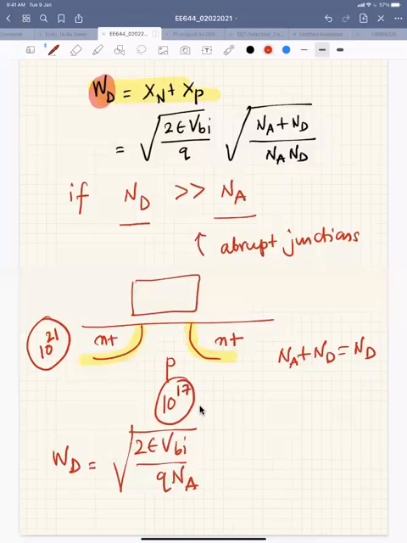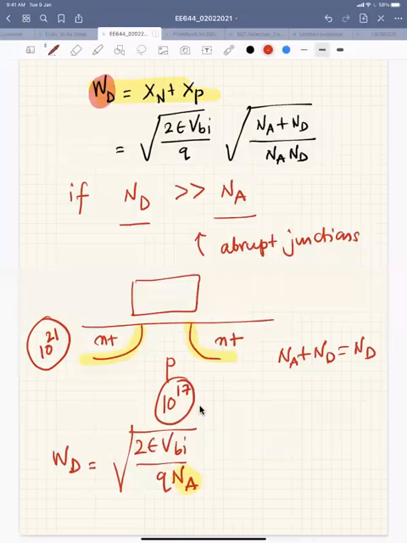So your depletion width for an abrupt junction is determined by the lowest doping part, right? In the case of a MOS transistor, your source and drain are N plus, but the depletion width is not dependent on the doping of source and drain. It depends on the doping of the substrate. And so all the properties of the junction are now controlled by the doping of the p type substrate, right?